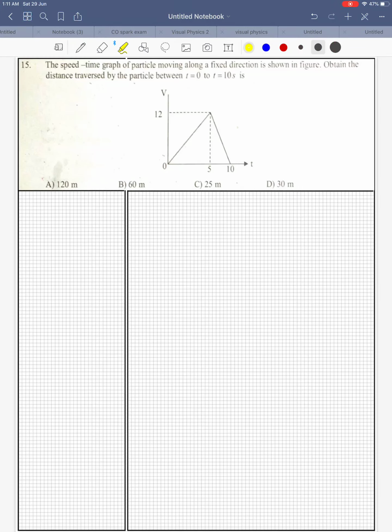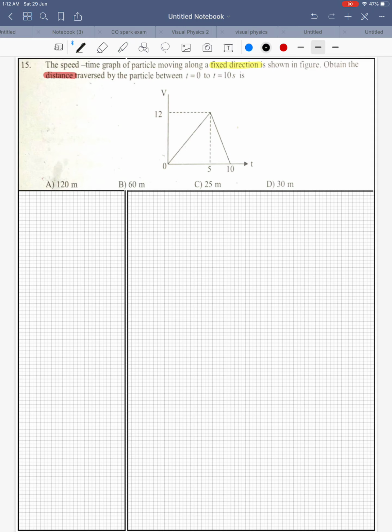Question 15. Speed time graph of particle moving along a fixed direction is shown in the figure. Obtain the distance traversed by the particle between time t equals 0 to time t equals 10 seconds. Distance traveled. Okay. So how do you find it?